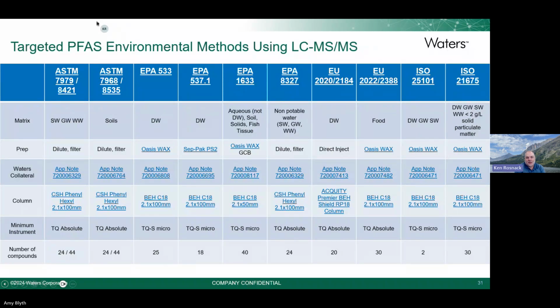There are many methods that the EPA, ASTM, European Union, and ISO have put out. The two you're most interested in, likely when it comes to drinking water in the States, are EPA 533 and 537. You all get a PDF copy of the slides, so the underlined items are hyperlinks that take you to a particular sample prep product, a collateral, or a particular recommended column in this case.